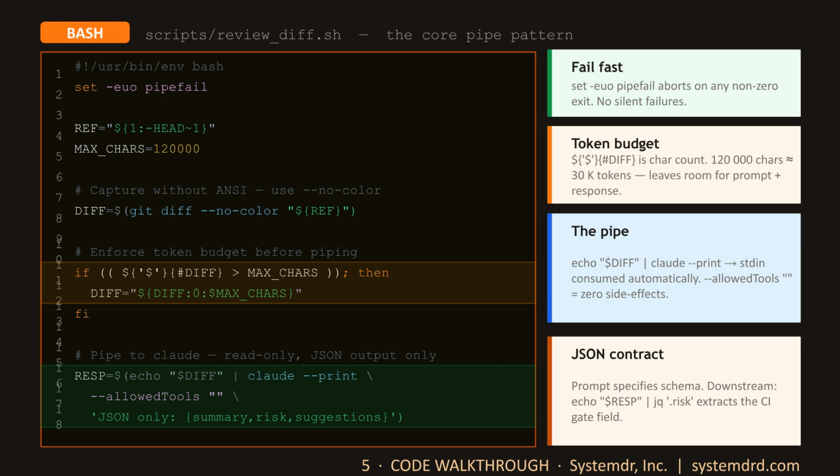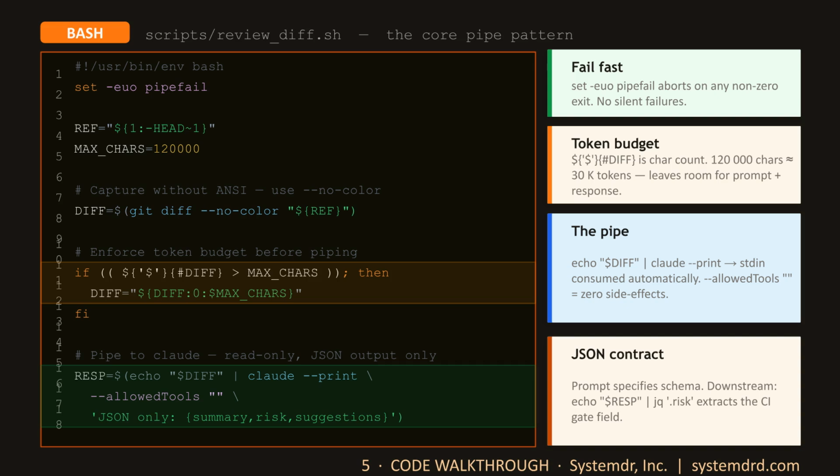Lines 4 and 5, ref and max chars. Ref defaults to HEAD~1 if no argument is passed. Max chars is 120,000 characters, which is our token budget ceiling. Line 8, the diff capture. Note the --no-color flag on git diff. This is non-negotiable. Never pipe color diff output.